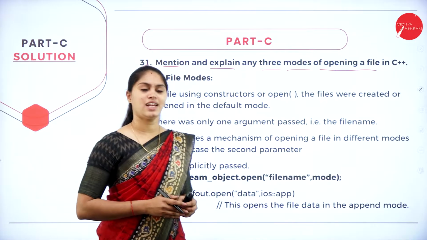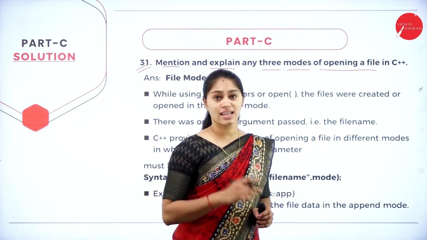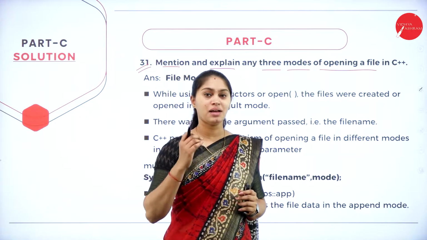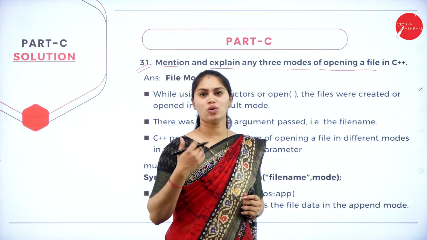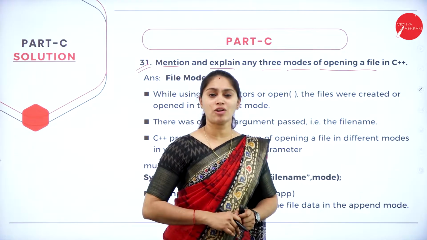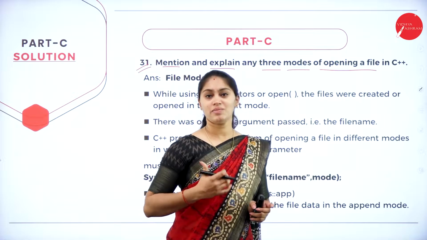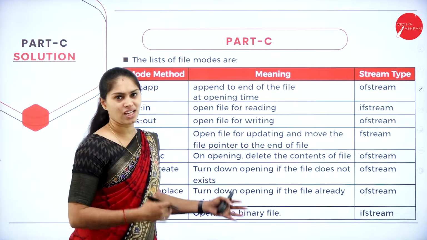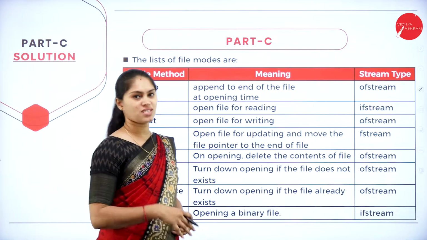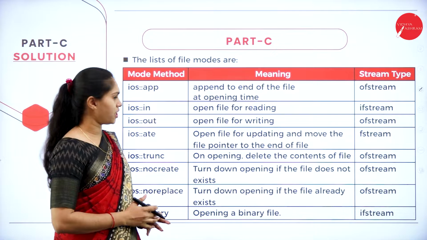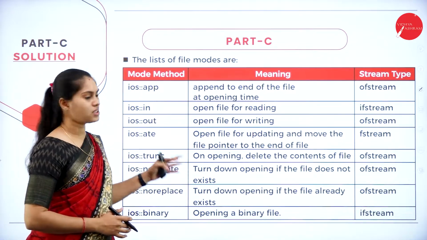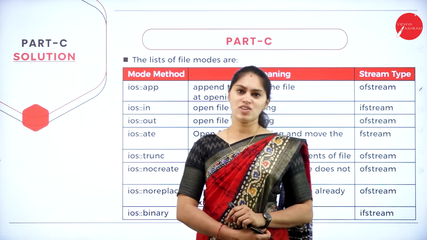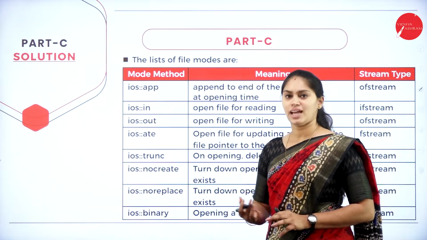Let me tell you, when I want to open only a single file, then we can go with a constructor. But if I want to open more than one file, then we have to use the open member function. When we are using the open member function, it may consist of these many options. Out of these options, you have to explain any three. Here I have several parameters which also belong to the input output stream. Out of this you have to mention any three, and then you can explain any three also.